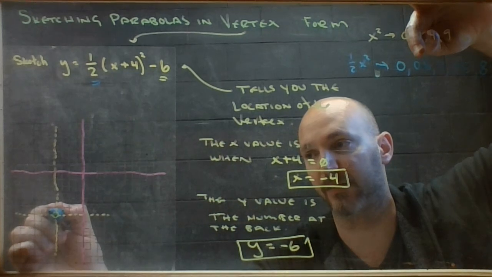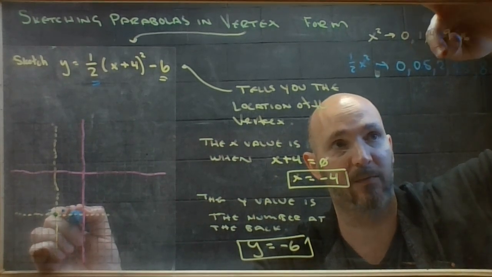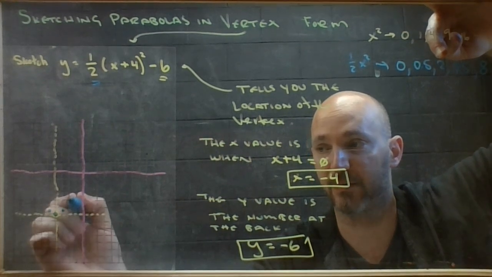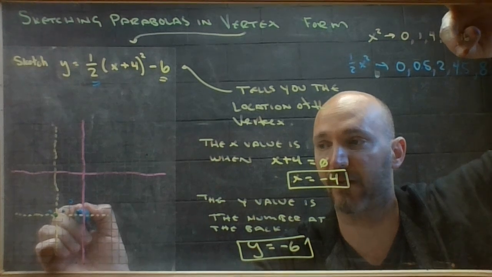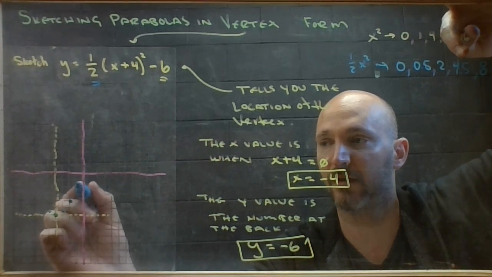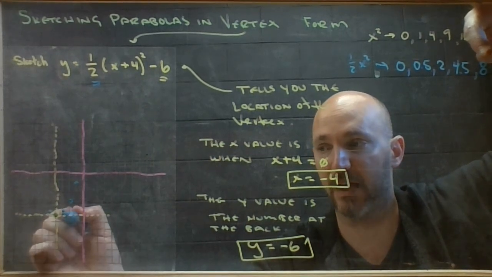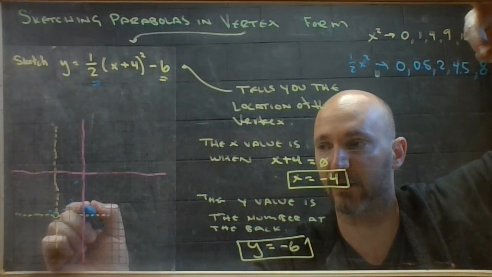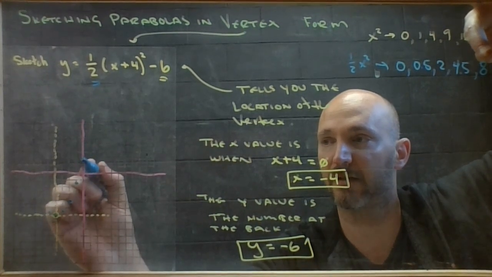Same in the other direction. Take 2 steps. I should be up 2. Take 3 steps. I should be up 4.5. Take 4 steps. I should be up 8. 1, 2, 3, 4. 1, 2, 3, 4, 5, 6, 7, 8.